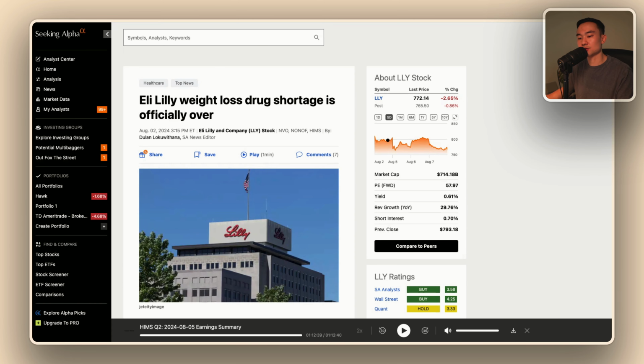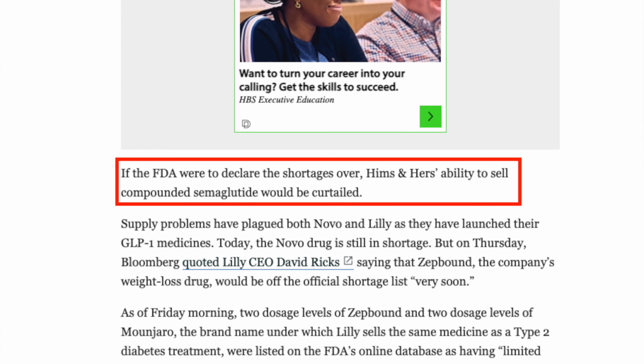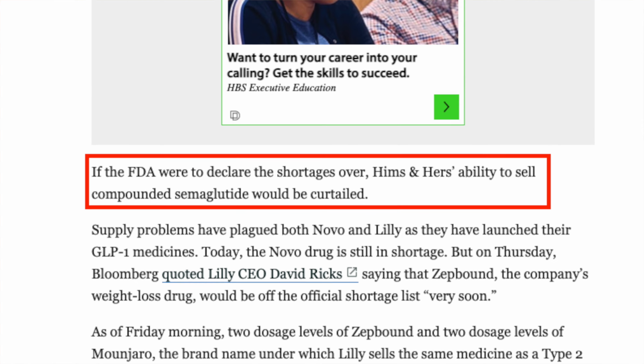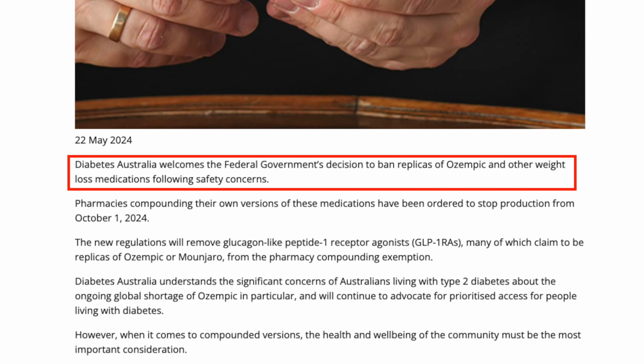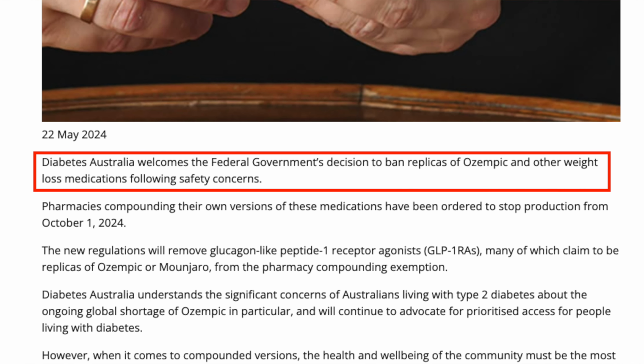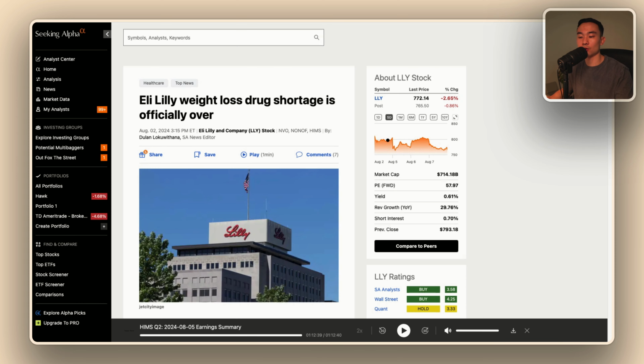Now, another reason why the stock sold off is due to Big Pharma's GLP-1 shortage seemingly coming to an end, which means consumers are likely to return to Big Pharma to get their drugs, which could negatively affect HIMS sales. At the same time, sales of HIMS GLP-1 compounds could run the risk of being curtailed or banned altogether. For instance, Australia recently banned the sales of GLP-1 replicas or knockoffs due to safety concerns. So now that the shortage is over or almost over, the FDA may, I'm not saying it will, but it may ban the sales of GLP-1 replicas, which is what HIMS is currently offering.